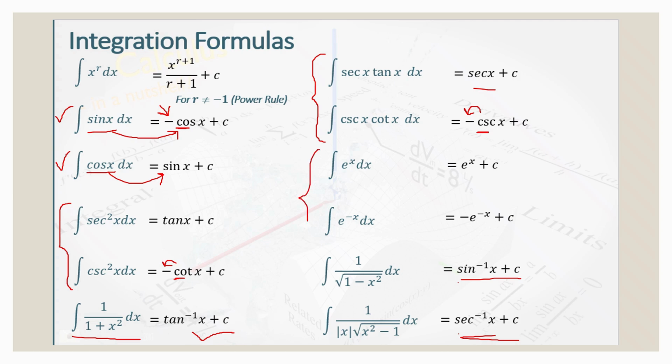Now comes the exponential. Exponentials always keep their form. So integral e power x will be the same, e power x plus c, no change. But if the power has a negative, don't forget to include the negative in front as well. So please memorize the formulas and use your own tricks and tactics to remember them.